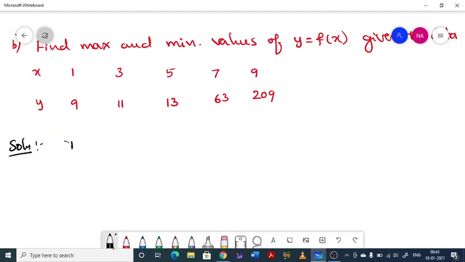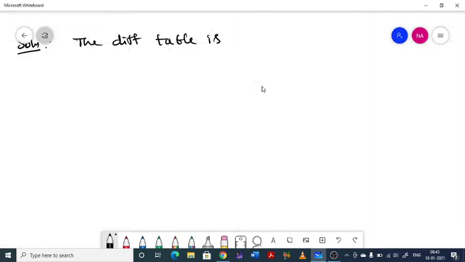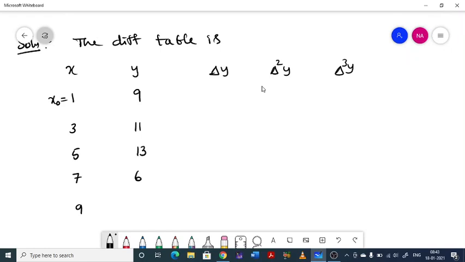So here the difference table is, I had to write the difference table. Here the values of x and the values of y, delta y, delta 2y, delta 3y, let's see delta 4y. So the values of x are 1, 3, 5, 7, 9. So 1 is taken as x naught. The values of y are 9, 11, 13, 63, 209.